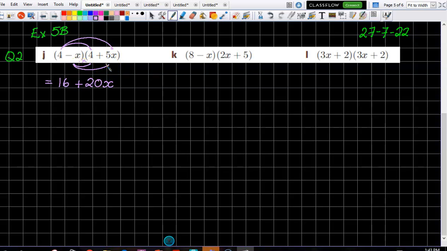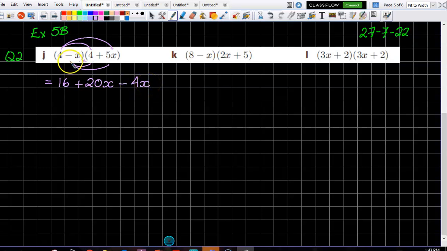Now, remember, we look in front. This one's a negative times a positive. So what's a negative times a positive? Negative. Excellent. So we pop the negative there and then we can ignore it. x times 4. Instead of writing x times 4, I'm just going to write 4x.